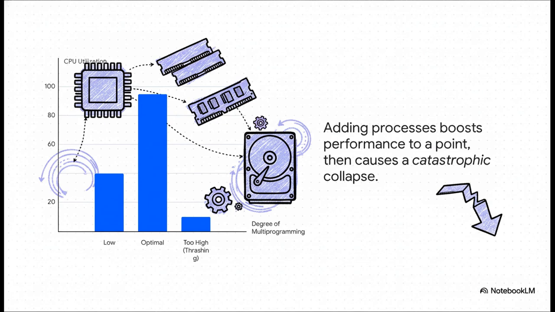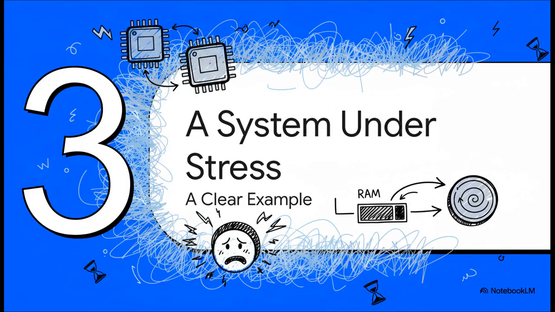Performance doesn't just dip a little, it completely falls off a cliff. That's thrashing. All right, all this theory is great, but let's make it crystal clear with some simple numbers. Seeing it in action really helps it click.